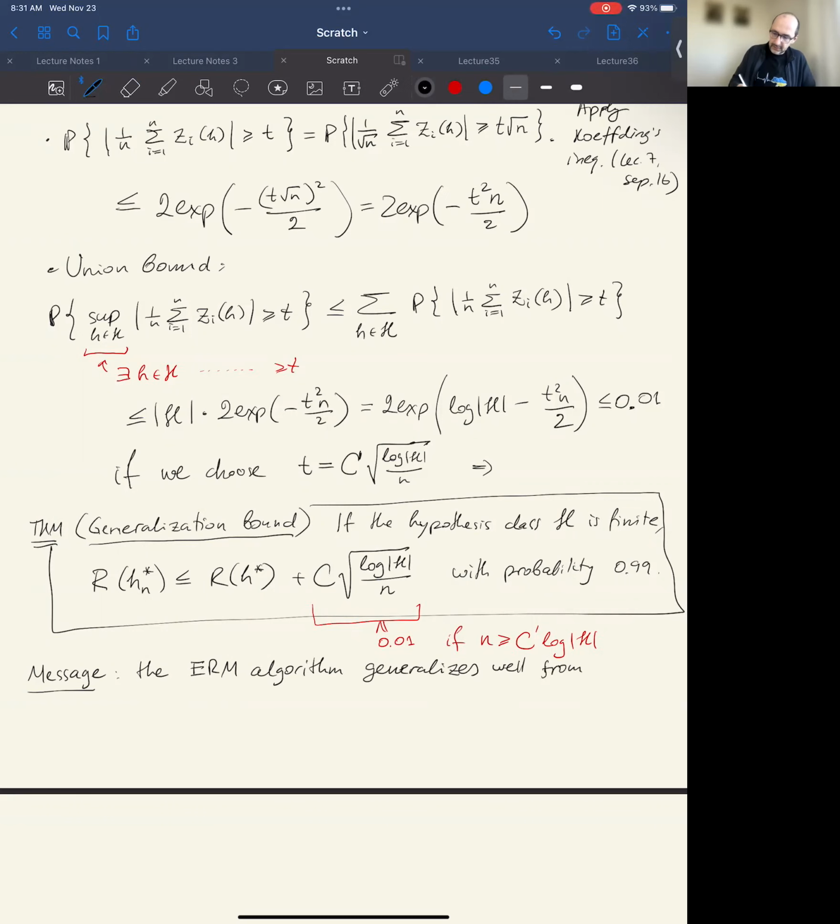From the training data. And how many training data do we need? About log h training data points. This is a practical message on how large the training data should be, to build an algorithm that not just memorizes and overfits, but actually generalizes. This is how much. Just take the log of the number of hypotheses.